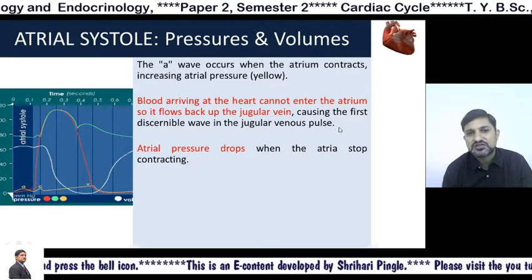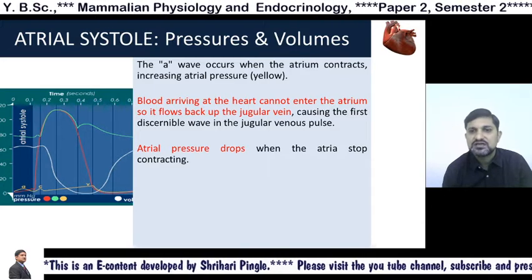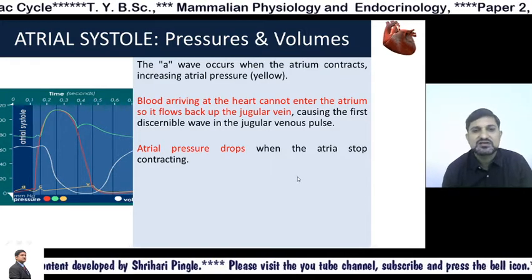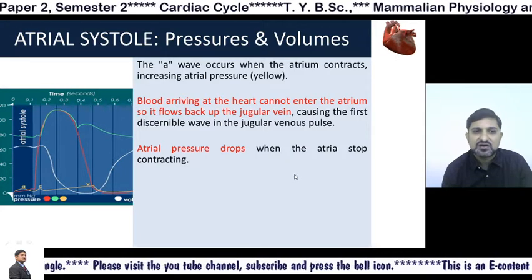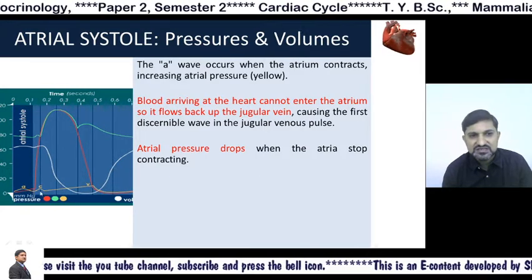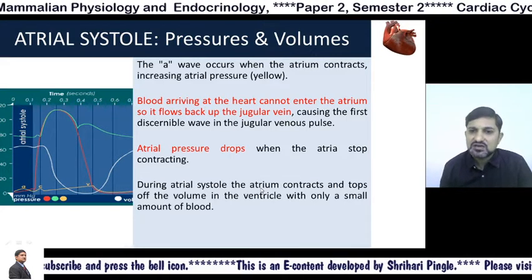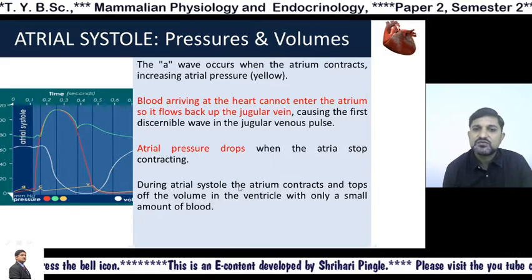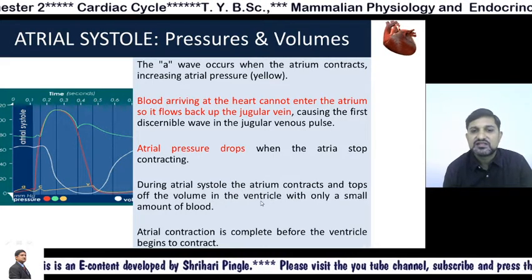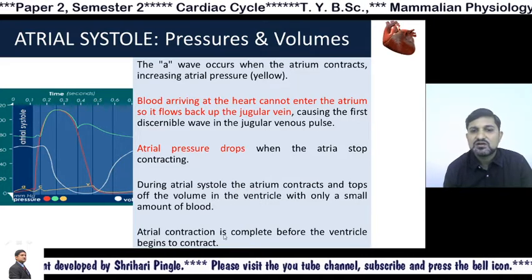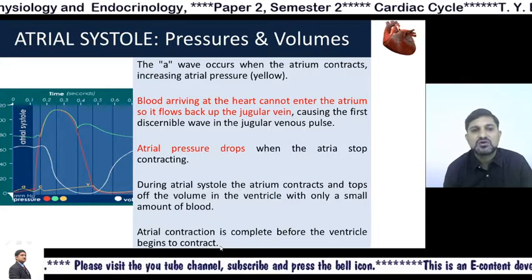Now atrial pressure drops when the atria stop contracting. Eventually the contraction in the auricles ceases, and therefore the blood pressure in the auricles drops. This can be depicted here. During the atrial systole, the auricles contract and top off the volume in the ventricle. So the volume of the blood in the ventricle now increases. Now auricle contraction is completed before the ventricle begins to contract.